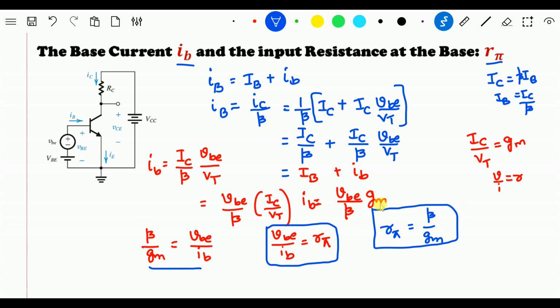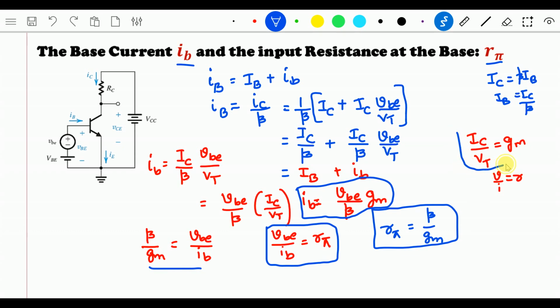So we got the value of ib, which is vb by (beta by gm). We also got the value for r pi, which is vb by ib, and also equal to beta by gm. And we know that gm is equal to IC by VT. I hope you got the derivation for the base current and the input resistance at the base.